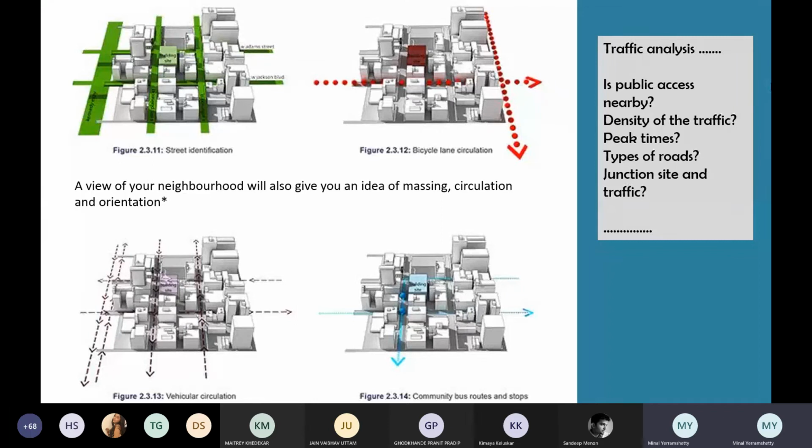Please, don't proceed with only these questions. You have to ask pertinent questions for your site. Okay, so these are just some of the drawings that one has to do.